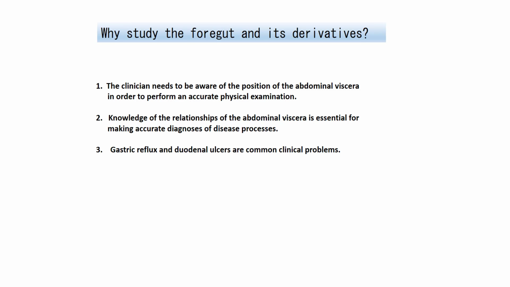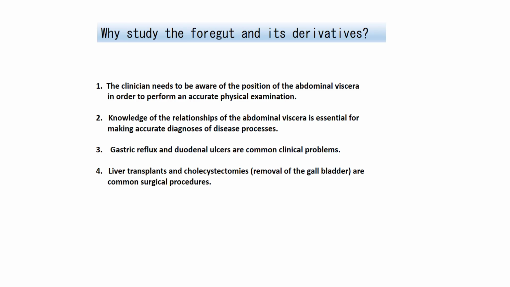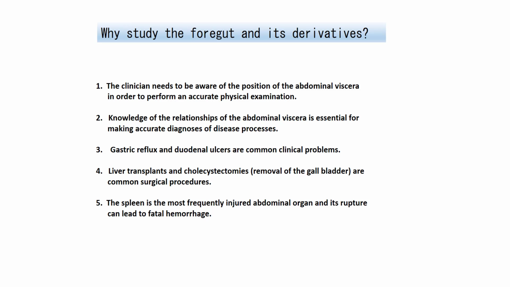Gastric reflux and duodenal ulcers are common clinical problems. Liver transplants and cholecystectomies, removal of the gallbladder, are common surgical procedures. The spleen is the most frequently injured abdominal organ, and its rupture can lead to fatal hemorrhage.